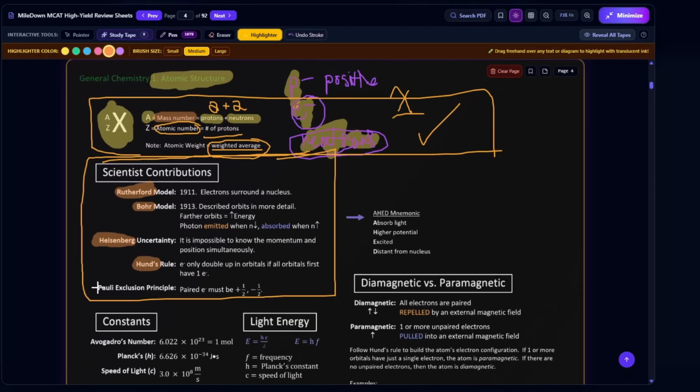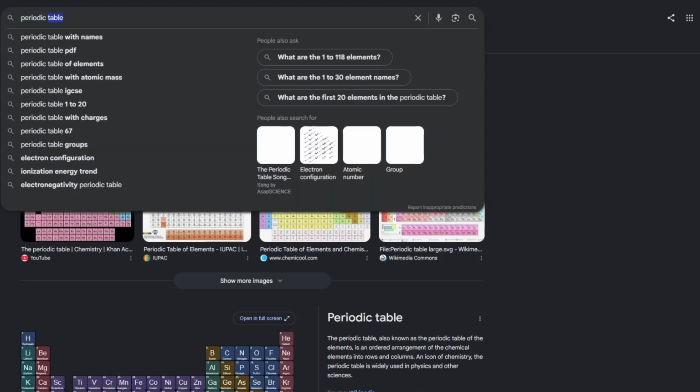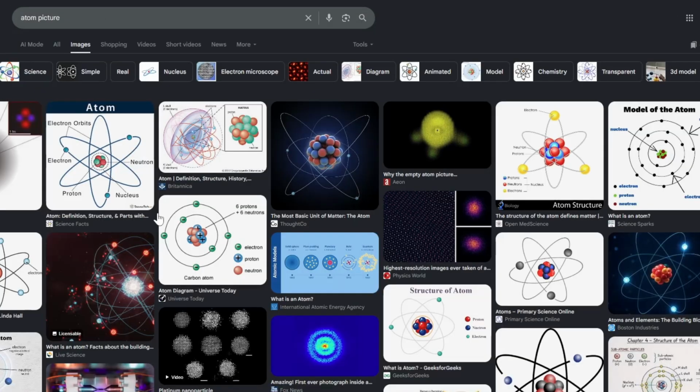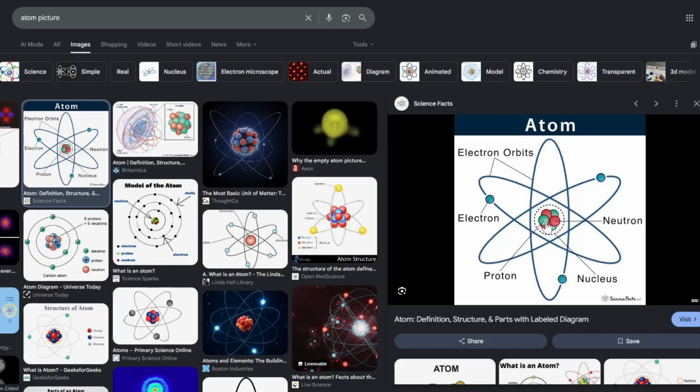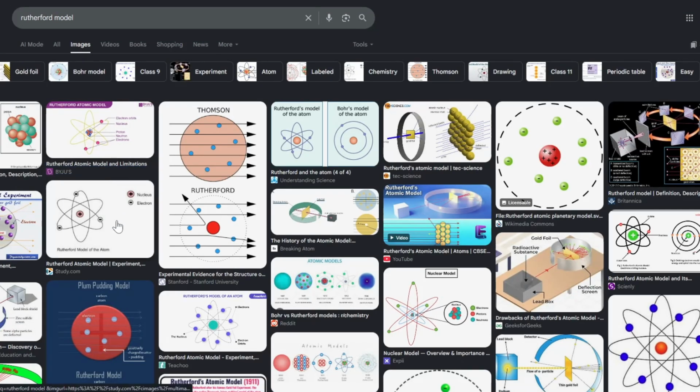Hund, and Pauli. Those are different names, right? And so the Rutherford model is about electrons surrounding the nucleus. If we look at a picture of an atom, hopefully everyone's seen an atom before, you have your nucleus here with the neutrons inside. And the Rutherford model is basically that, because all our pictures of atoms are based off what these scientists found out, right?